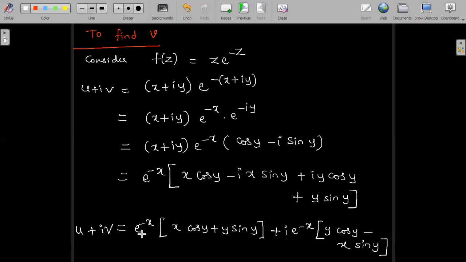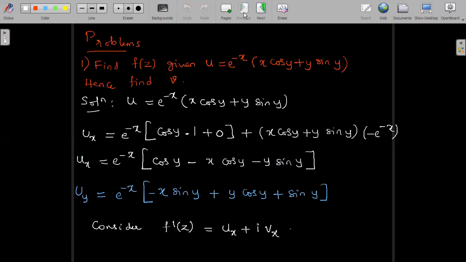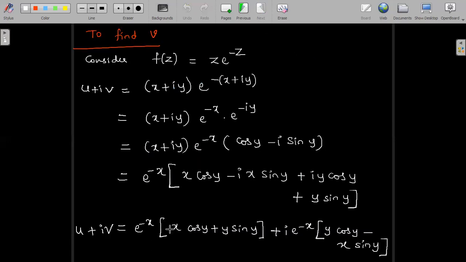So when I equate the real term, I should get back the given u. Given u is e power minus x into x cos y plus y sin y. Let us just check that once. We have already obtained the same thing, x cos y plus y sin y. So it is a kind of verification for us that whatever we have done is correct. Then equating the imaginary part, I can obtain v equal to e power minus x multiplied by y cos y minus x into sin y.